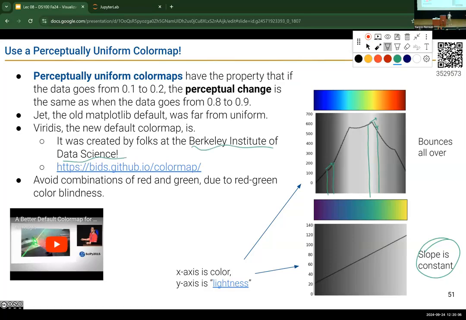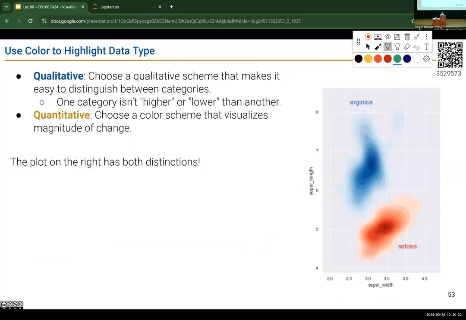And now the default color map that you're using in Seaborn and Matplotlib went from, I think, the Jet color map to the Viridis color map that we have right here. So the default initially was the Jet color map.